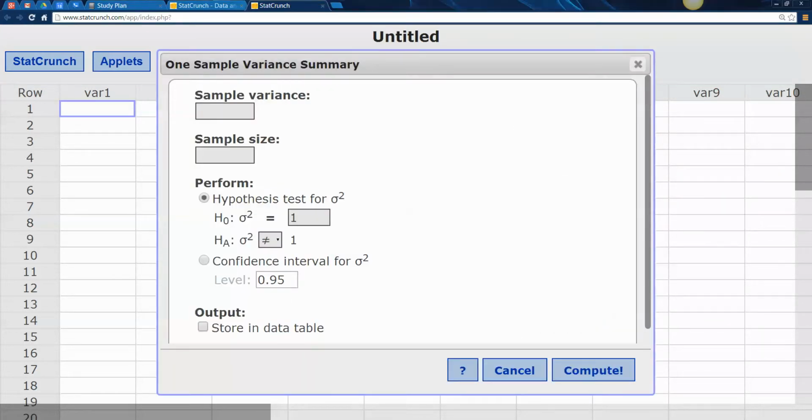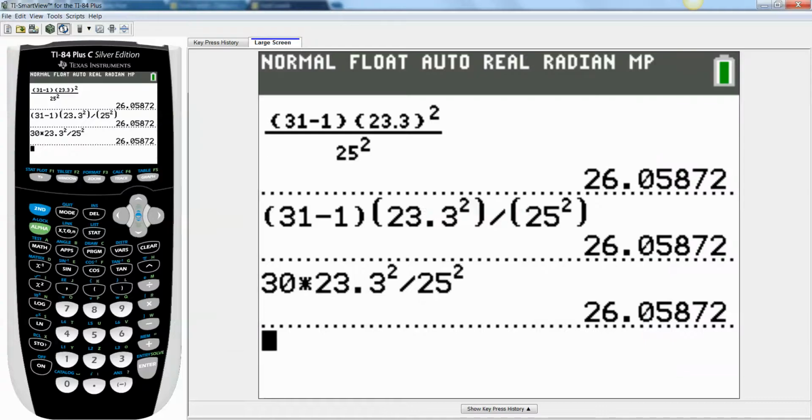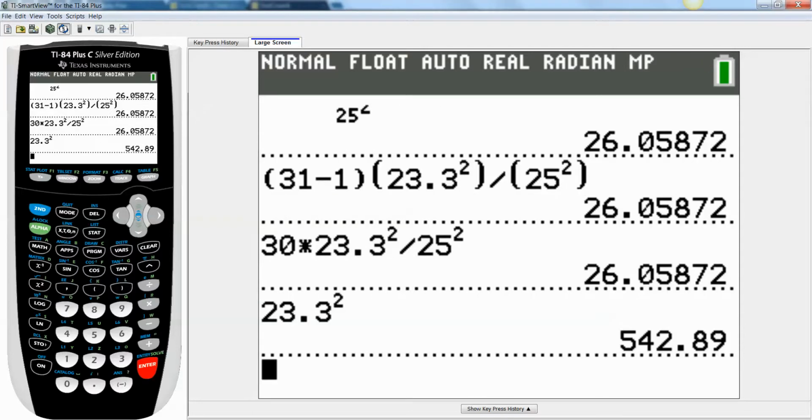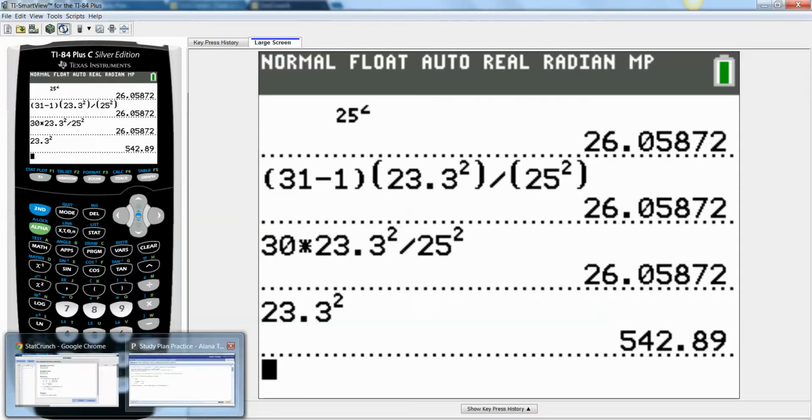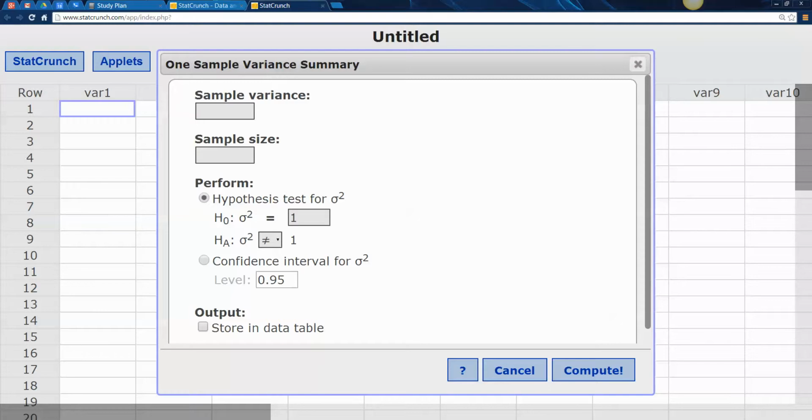Okay, so now the sample variance. Oops, we better go find what that is. That's 23.3 squared, right? Because 23.3 was the sample standard deviation, so the sample variance is 542.89. Now you see why we needed you to know that from chapter 3 or chapter 4. 542.89. The sample size was 31.